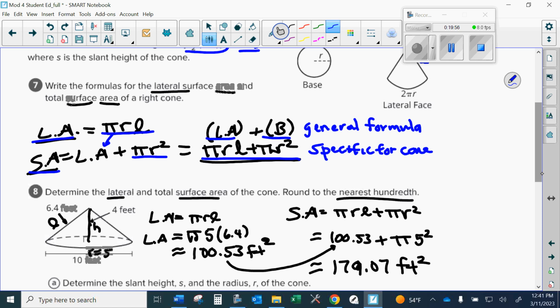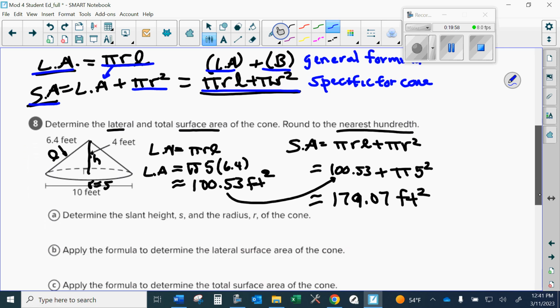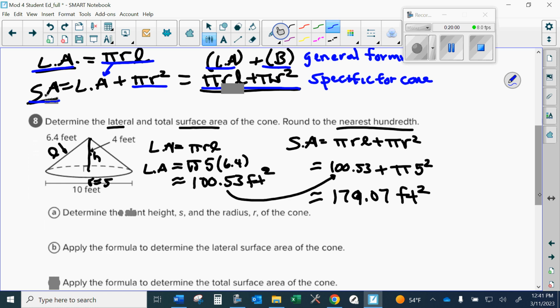Okay, so let's do an example now. Find the lateral area and total surface area of the cone, rounding to the nearest hundredth. So I've written it out here. Lateral area is pi RL. They tell me the diameter is 10 feet, so R is 5. Pi times 5, and L, the slant height, they tell me is 6.4. Fill that in, round to the nearest hundredth, and you get that right there.